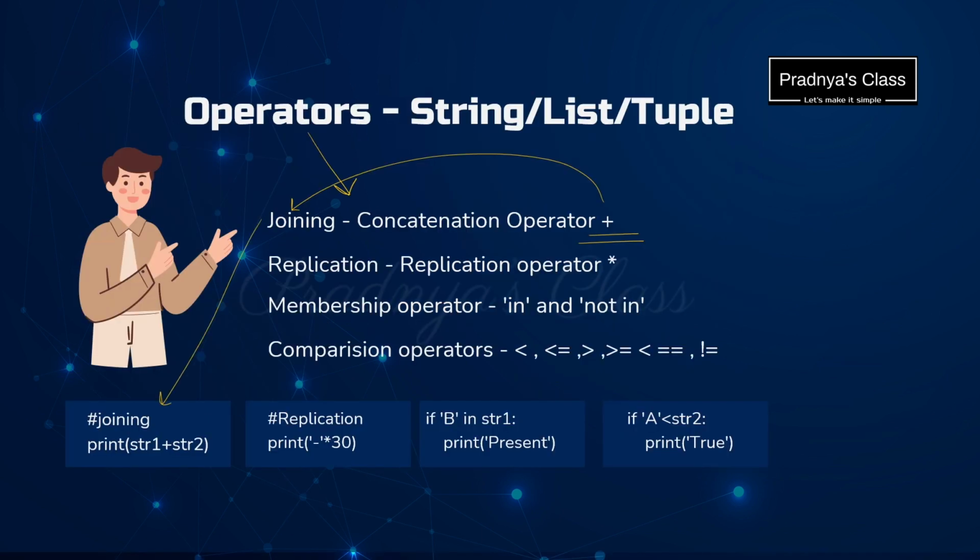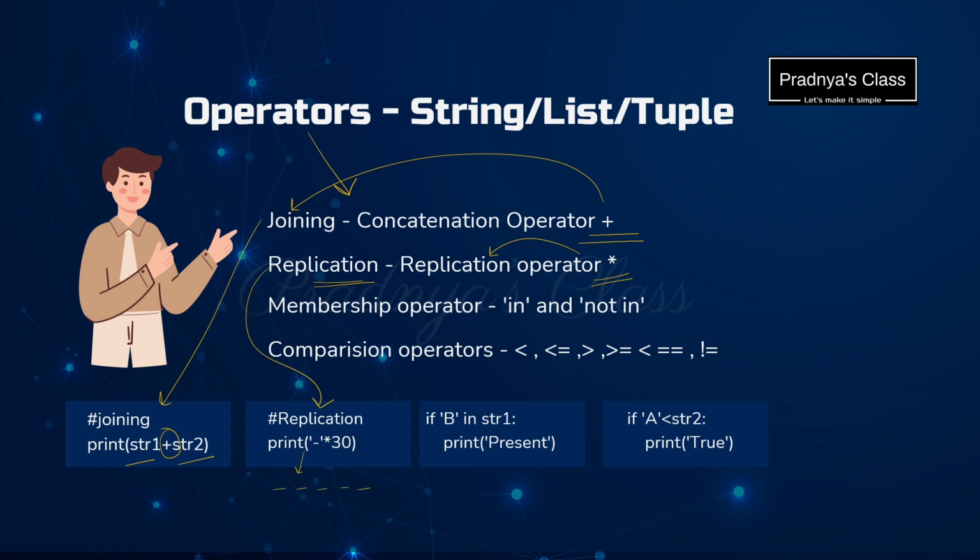Look at the example. We are joining two strings using plus operator. It is a concatenation operator. It combines two strings. There is one more operator star. It is called as replication operator. You can easily understand this with example. We are repeating this dash 30 times.